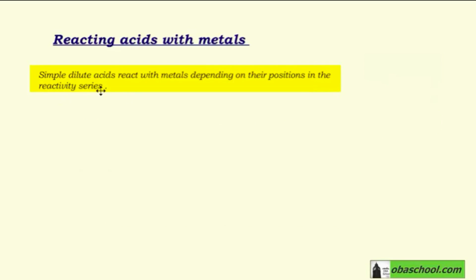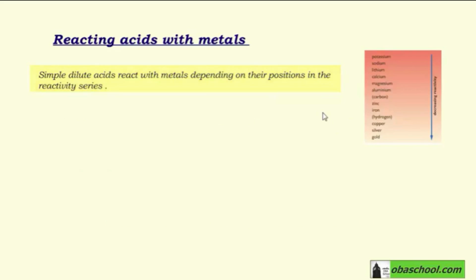Dilute acids are acids in which the concentration of the water mixed is higher than the concentration of the acid itself. So it is said to be diluted because there's more water added. So these acids react with metals depending on their positions in the reactivity series.